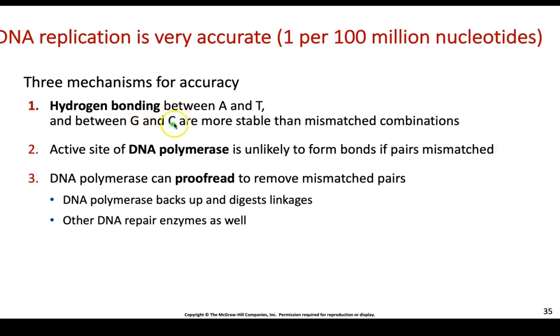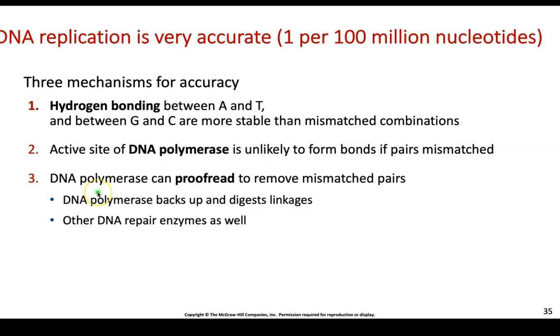However, if you try to bond a C with a T or a G with an A, it is not stable at all. So that mismatch is going to help your body realize that you have had some type of issue with accuracy. The second thing is the active site for DNA polymerase is not going to form bonds if they're not paired correctly. So we talked about enzymes and how specific enzymes are, and they have very high specificity. So if that DNA polymerase is supposed to interact with a particular nucleotide based off of those instructions, it will not form or be very unlikely to form if that is not the correct pair.